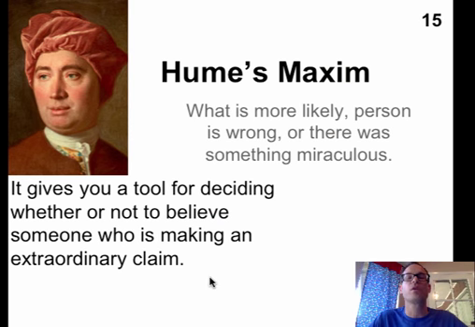The book just chats briefly about this. I'm not going to cover it too much, except that it's going to be a test question. He talks about Hume's Maxim. Hume's Maxim has particular phrasing, but basically, when someone tells you a crazy story, right, that Professor Witt flew to campus with his arms flapping, what would be more likely? That person is wrong, or that there really was something miraculous involved in Professor Witt's flying? Well, it's more likely the person is going to be wrong, right? So this gives you a tool for deciding whether or not to believe someone who is making an extraordinary claim.